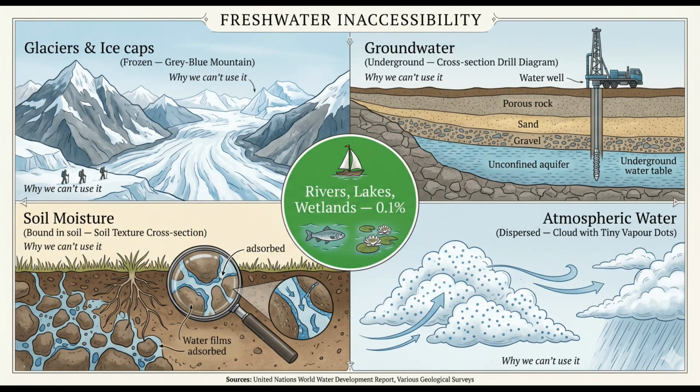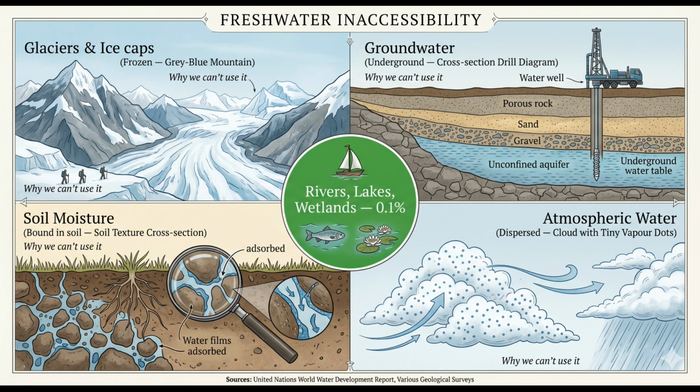So why is so little freshwater accessible? Look at the 4 reasons on screen. Glaciers and ice caps hold the largest share of fresh water, but they are frozen solid. We cannot drink glacier ice without melting and transporting it, which is impractical at scale. Groundwater is stored underground in aquifers. It can be accessed by drilling, but it is expensive, slow to pump, and in many regions the aquifers are deeper than existing technology can reach affordably.